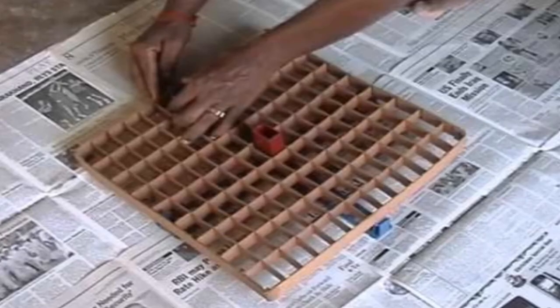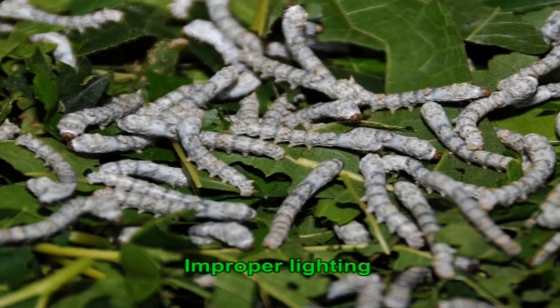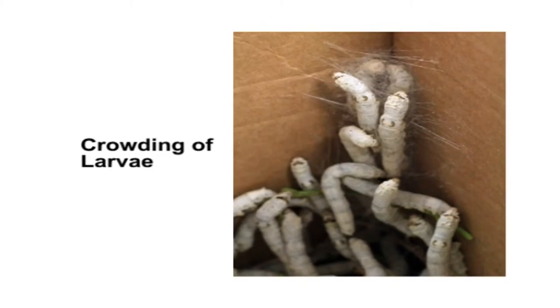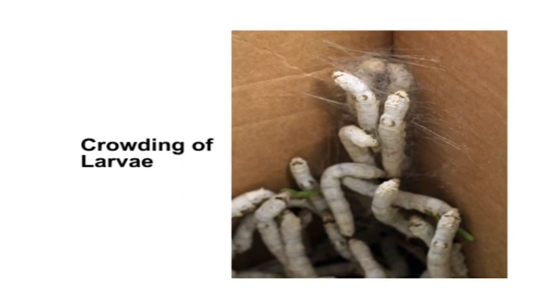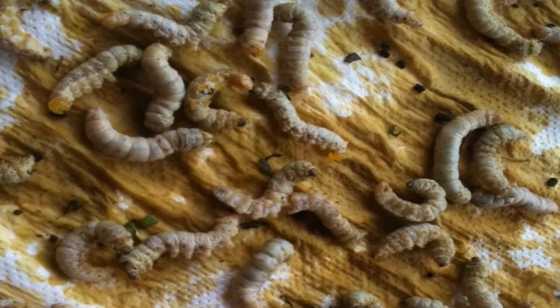Provide even and moderate lighting. Improper lighting like bright light or dark shadow causes crowding of larvae in the shaded area, leading to double cocoons. Remove dead worms and non-spinners on the second day of spinning.